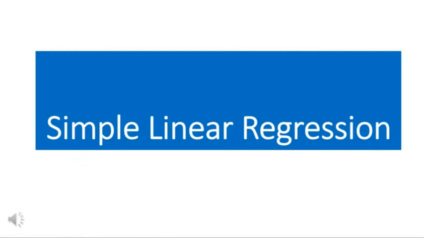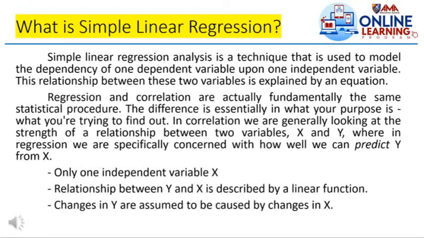Okay, so let's have now simple linear regression. Simple linear regression analysis is a technique that is used to model the dependency of one dependent variable upon one independent variable. This relationship between these two variables is explained by an equation. Regression and correlation are actually fundamentally the same statistical procedure. The difference is essentially in what your purpose is, what you're trying to find out.